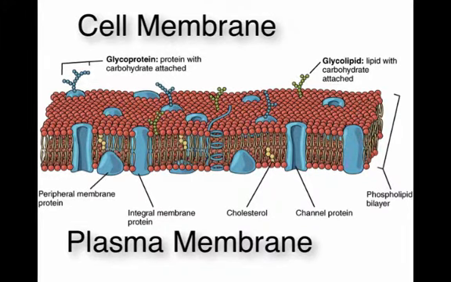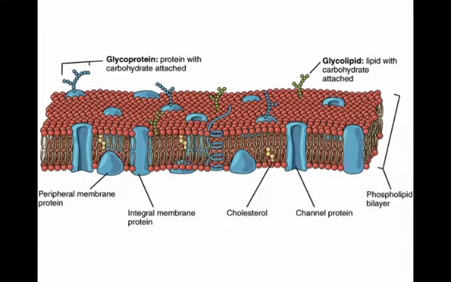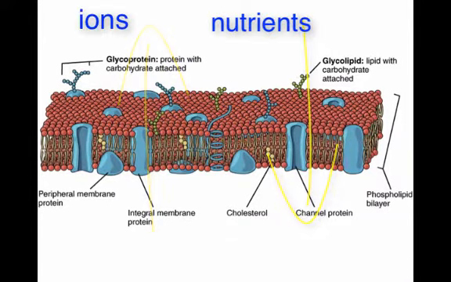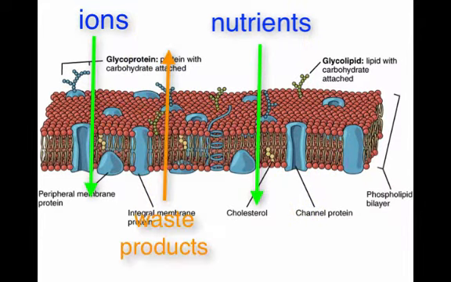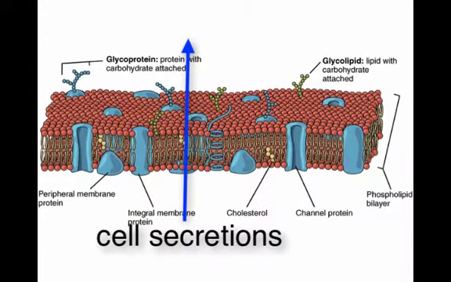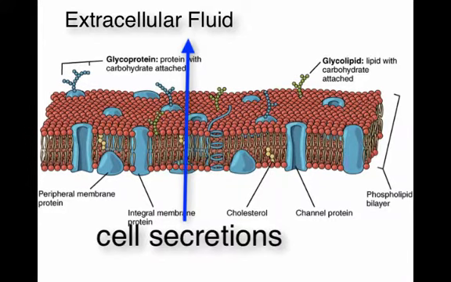It provides a barrier from the extracellular fluid and thus physically isolates it from things outside the cell. The plasma membrane regulates what things can get in and out of the cell. Things like ions and nutrients will enter the cell, and things like waste products will be eliminated from the cell. The cell membrane will also allow some of the products that are produced in the cell to be released out of the cell and into the extracellular fluid.